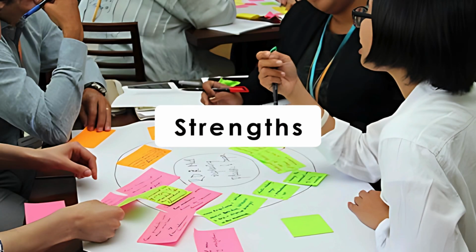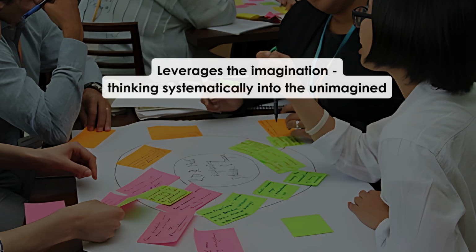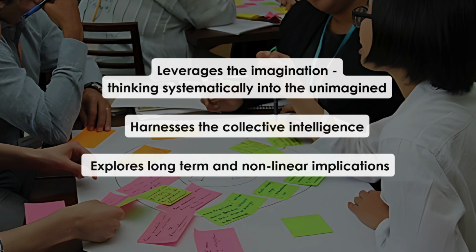The strengths of the method include its effectiveness at leveraging the imagination of the people sitting at the table, particularly with regards to expanding our thinking systematically into the unimagined. Furthermore, it harnesses our collective intelligence by filtering implications through the discussion at the table. And thirdly, it supports the systematic exploration of long-term and non-linear implications.